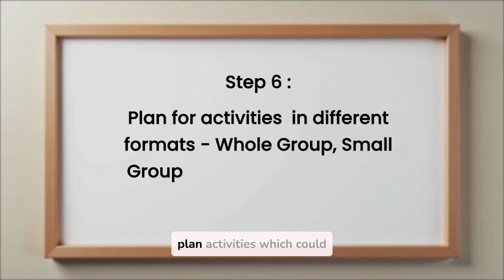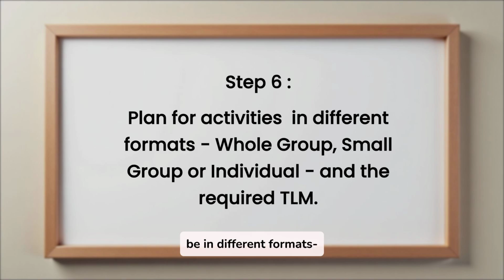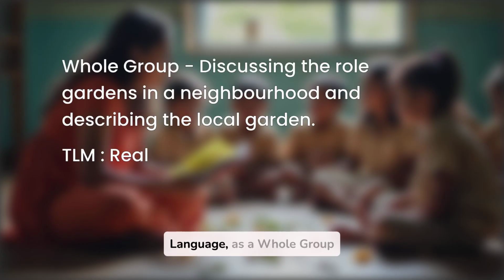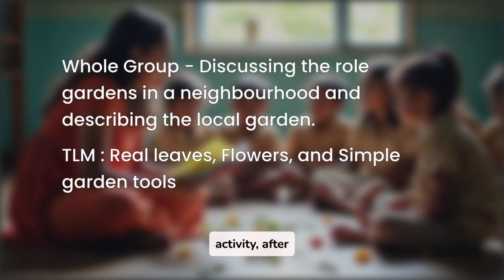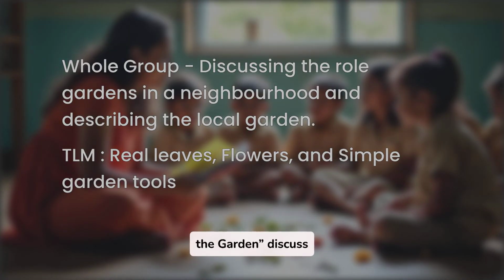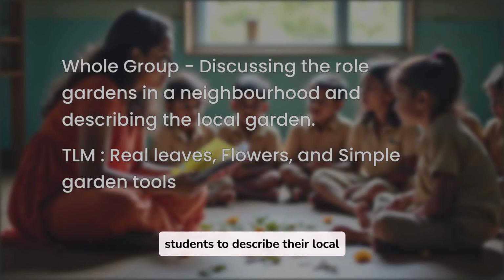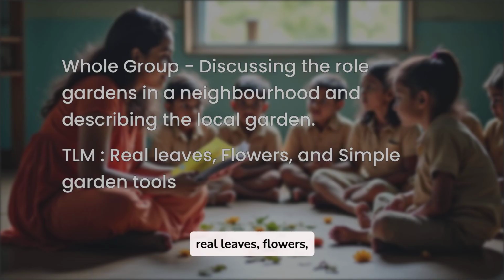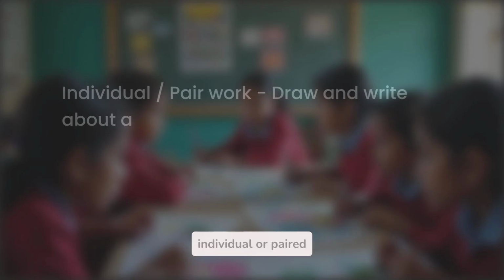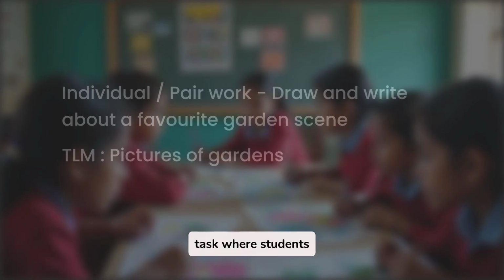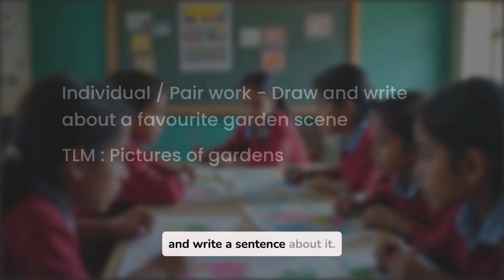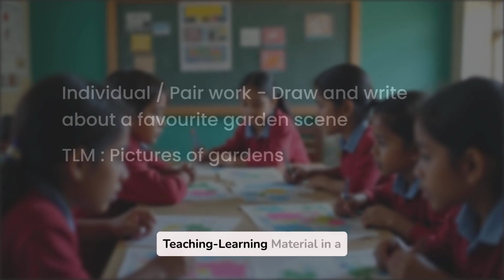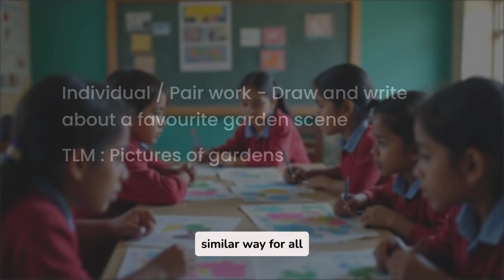Now it's time to plan activities which could be in different formats: whole group, in small learner groups, or individual. In first language, as a whole group activity, after reading aloud a story, in the garden, discuss what role a garden plays in a neighborhood and ask students to describe their local garden. Use real leaves, flowers and simple garden tools as TLM. Follow this up with an individual or pair task where students draw a scene from the garden and write a sentence about it. Plan for teaching learning material in a similar way for all subjects.